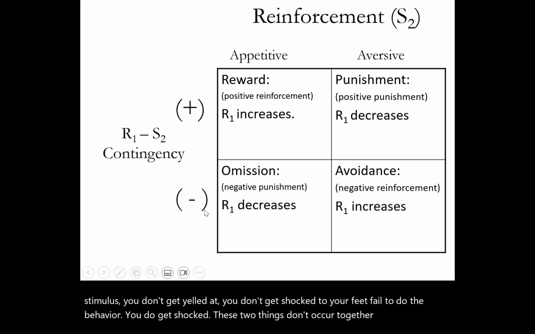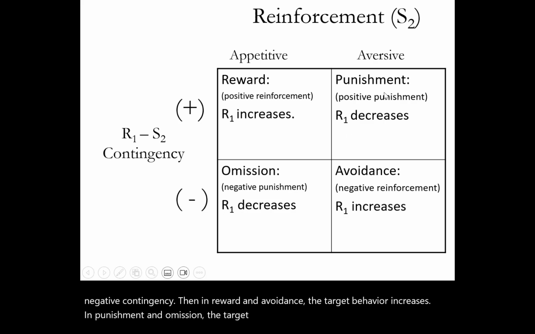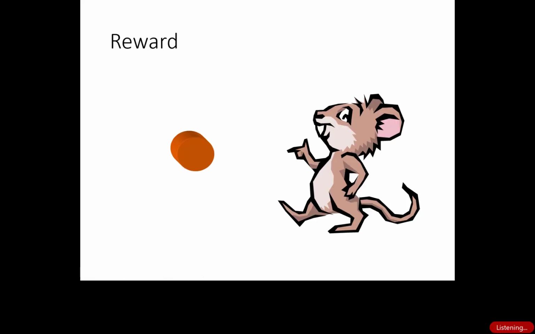That's the negative contingency. Then, in reward and avoidance, the target behavior increases. And in punishment and omission, the target behavior goes down. I will ask questions on exams about contingencies and about whether behaviors go up and down. So this is a good chart to have.